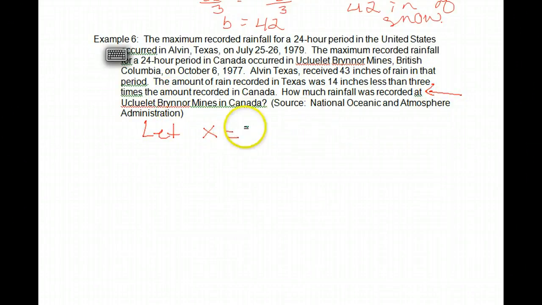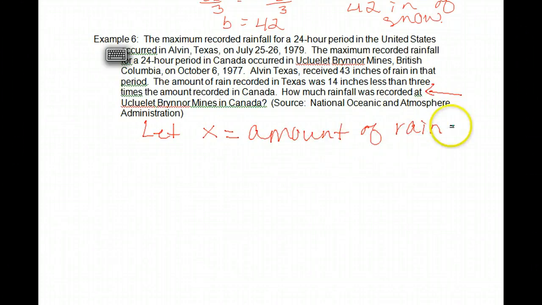So we're going to focus on the question, since that's what we want to solve. We are going to let x equal the amount of rain in Canada.